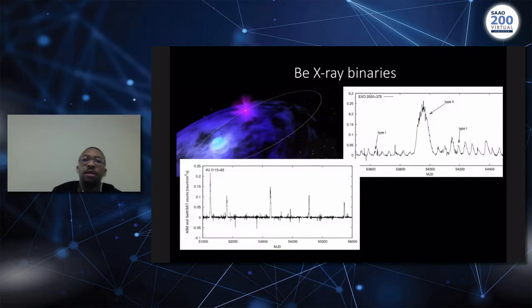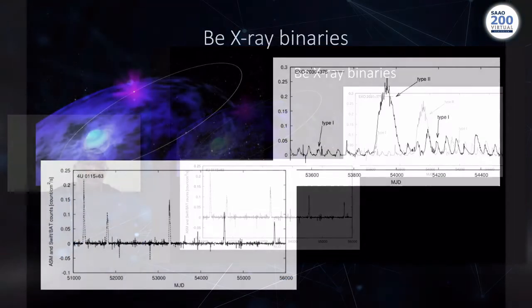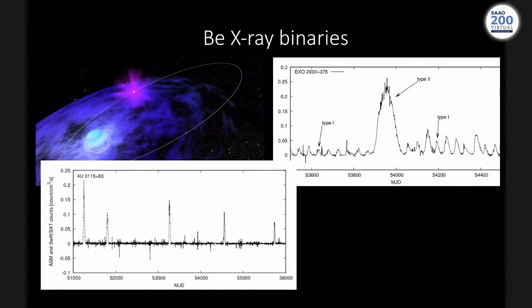The X-ray emission from these systems is characterized by two types of outburst events. These are shown in these example light curves here. So we have type 1 outbursts, which are also called normal outbursts, and we have type 2 outbursts, which are also called giant outbursts.